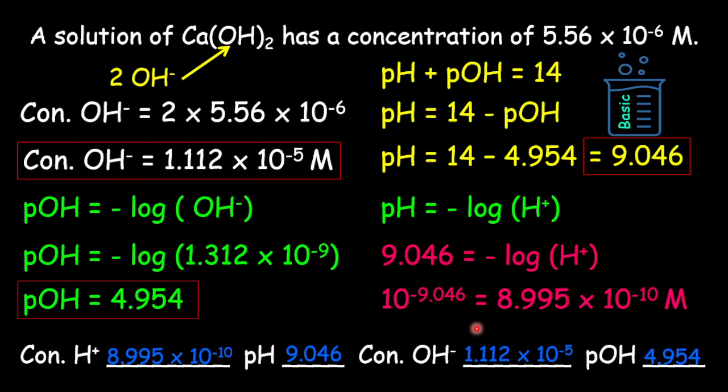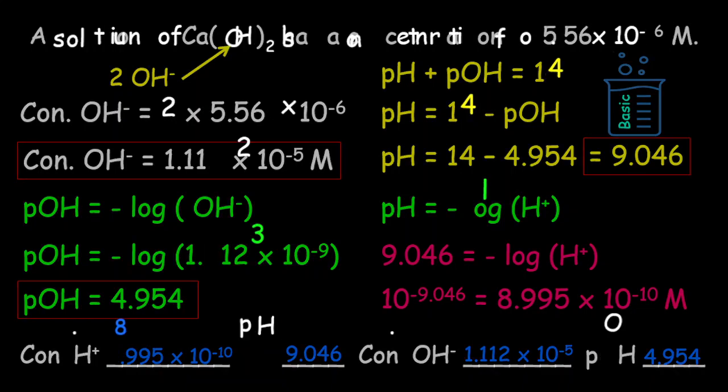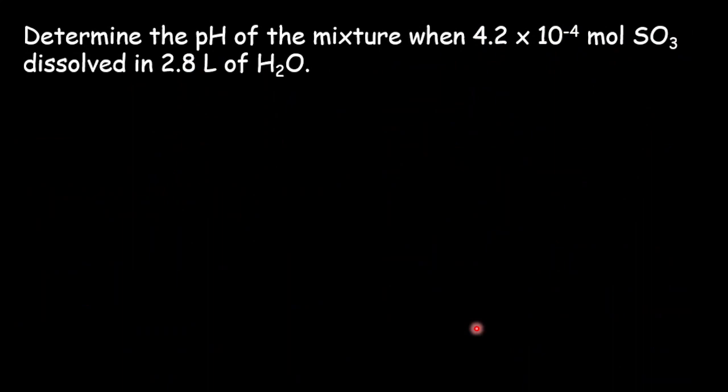Let's jump to our third and final example. For this example, we're going to determine the pH of a mixture. This mixture uses 4.2 times 10 to the minus 4 moles of sulfur trioxide, dissolved in 2.8 liters of water. So this is mixing two different things. What I want you to notice is that this is pretty much a dilution of the sulfur trioxide.